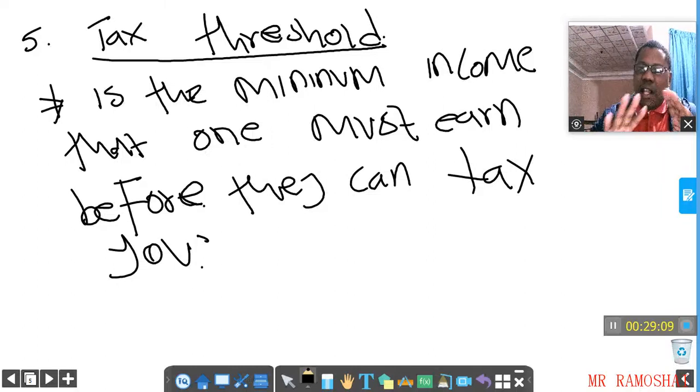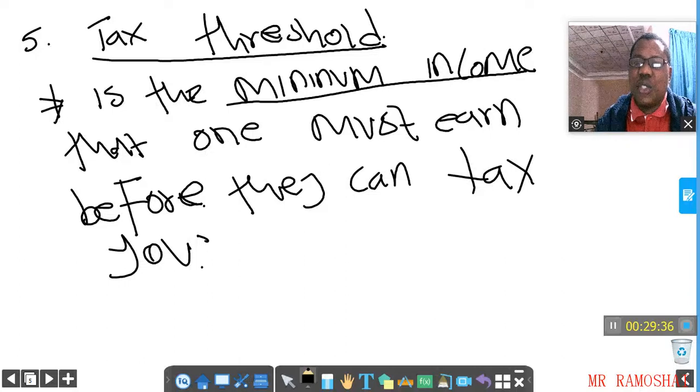Alright, simple. You never use the tax threshold to calculate anything. The only way you can use the tax threshold is to see whether this person qualifies to pay tax. So there is a minimum income that you must earn before you can be taxed. If you are earning below your tax threshold, they cannot tax you.